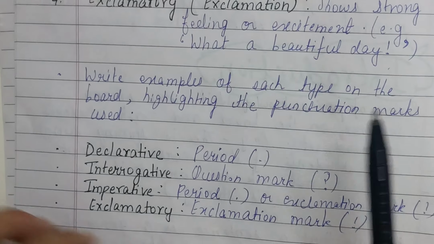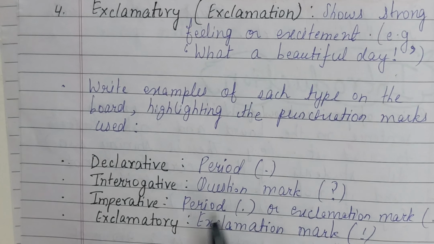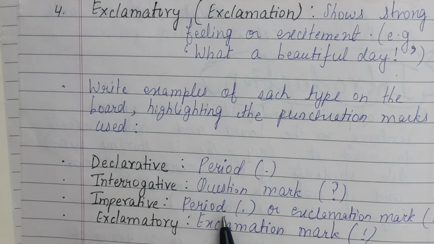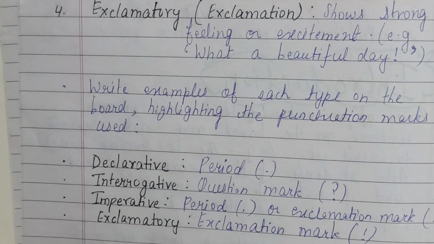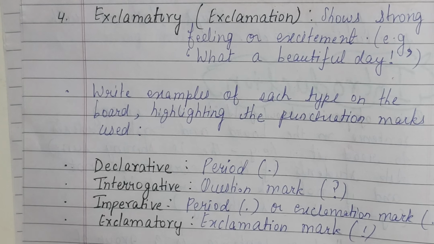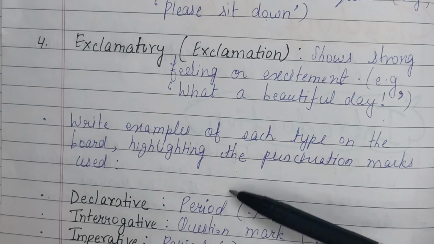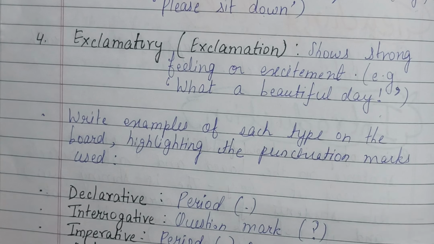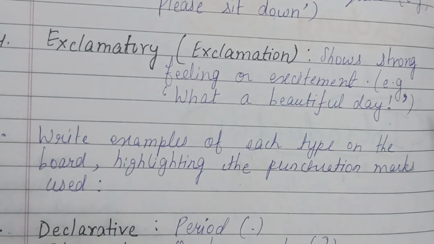So in declarative, we use a full stop. Interrogative, question mark. In imperative, we use a period or exclamation mark, and exclamatory, we use an exclamation mark. So after writing all the sentences, describe the punctuation marks used in all the sentences.